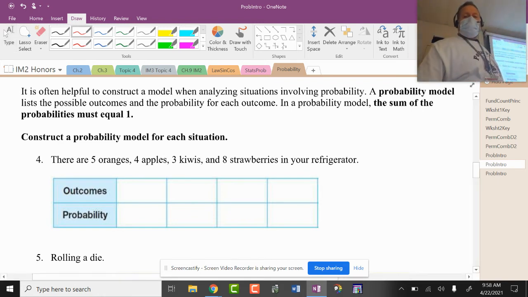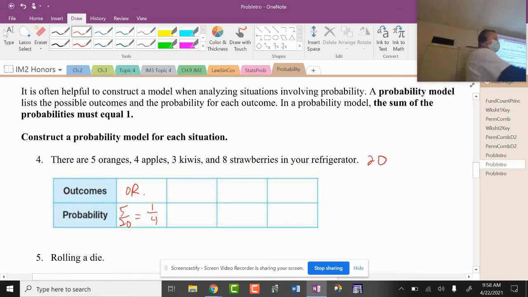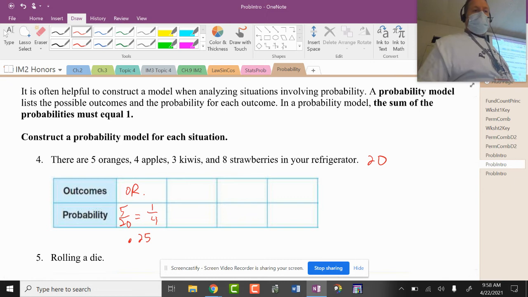5, 4, 9, 12. There are 20 pieces of fruit. So the outcomes for oranges, I'm just going to put an OR. We'll be real lazy here today. You've got a 5 out of 20 chance of getting an orange. And if you do not reduce your fractions, I will take a half point. Yes, you must reduce your fractions. Then I could put below here that this is 0.25, and that would be 25%. You get it. This is all Mickey Mouse stuff.